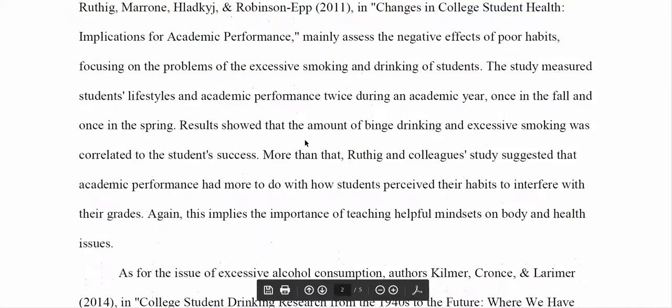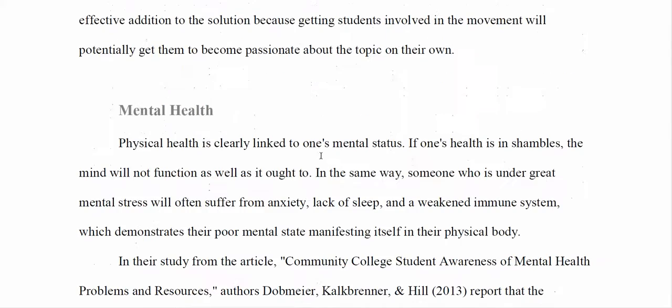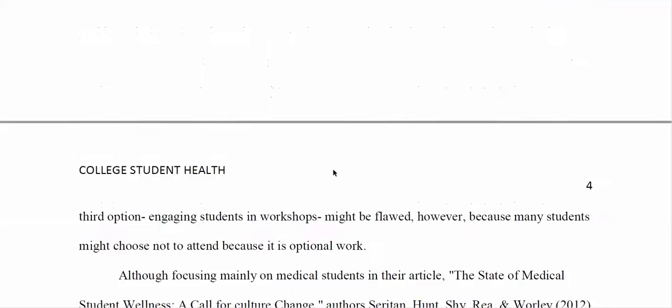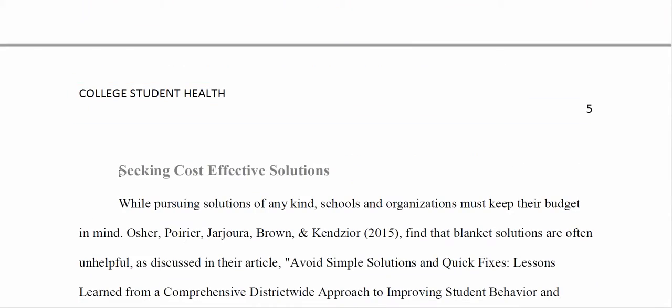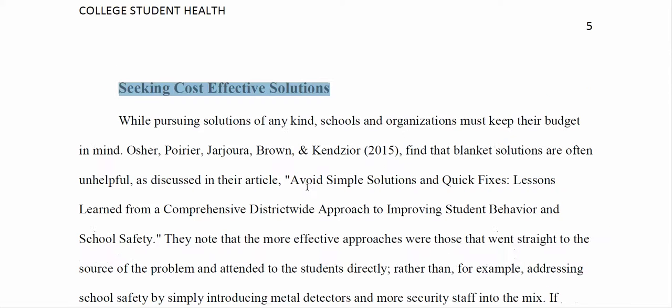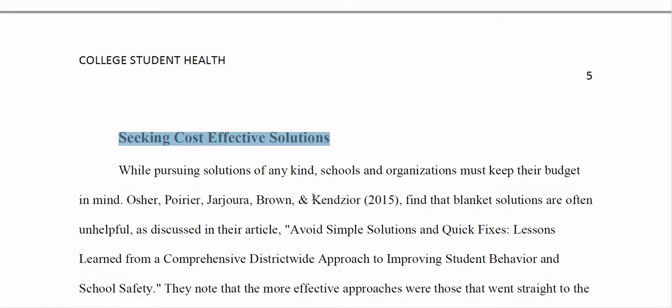And then scrolling on down, her next heading is mental health. She put all her mental health sources together. And then she has seeking cost-effective solutions. So that was her third heading. And she organized all her sources about cost-effective, and I think maybe she just had one. Yeah, any sources she would have about cost-effective solutions would go in this section.